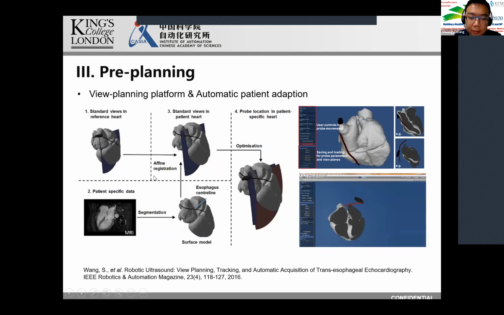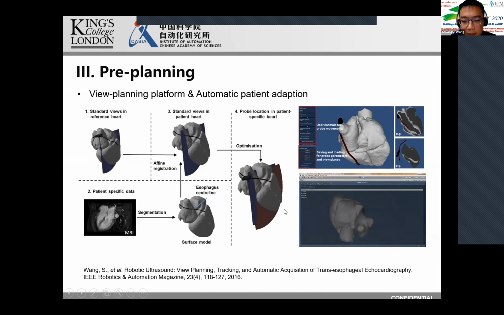And we did some automatic patient adaptation, which means we define those standard ultrasound views in a reference heart. If a new patient comes in, we can register the two hearts, and we can do some optimization until we find the best location of the probe to see the views. So basically, we try to use the robot and this view planning platform to achieve a certain level of autonomy, so that the robot can automatically come to a certain location which is required clinically.